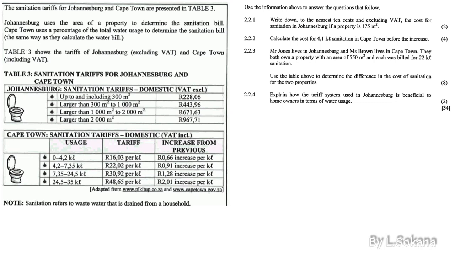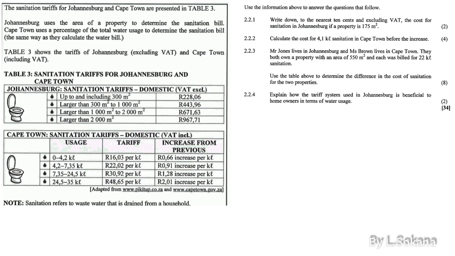Then let's proceed to the questions. Use the information above to answer the questions that follow. 2.2.1 Write down to the nearest 10 cents and excluding VAT the cost for sanitation in Johannesburg if a property is 175 meter to the power 2. Guys, we've had the question. The question talks about Johannesburg, meaning we should check Johannesburg. The Cape Town table we will turn a blind eye on.